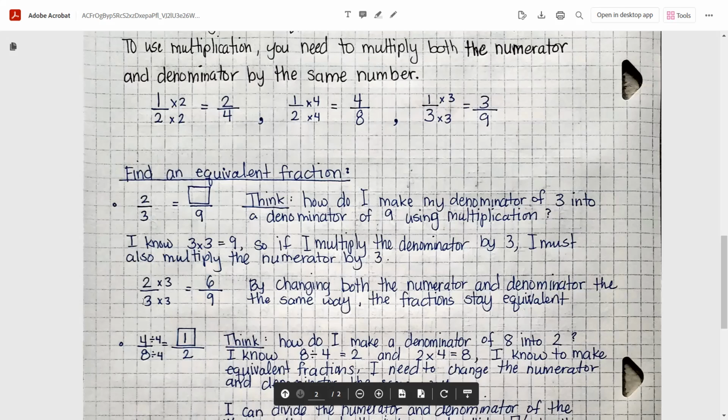So if I did the denominator times 3, that means my numerator also needs to be multiplied by 3. So by changing both the numerator and the denominator in the same way, the fraction that you end up with afterwards is an equivalent fraction because it moves in an equal way.